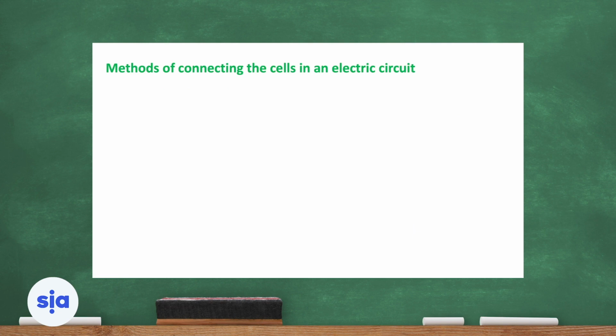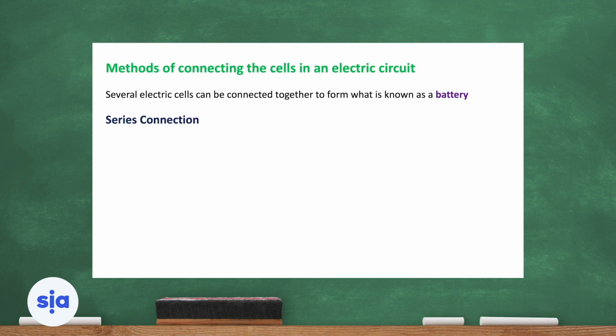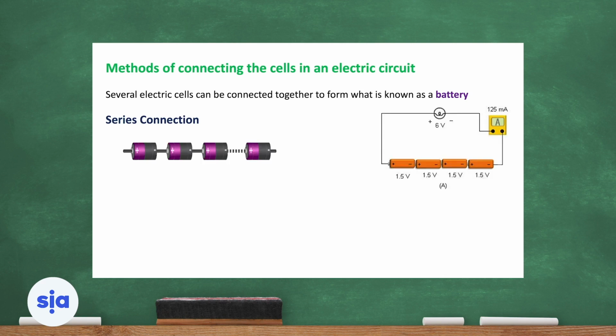Methods of connecting the cells in an electric circuit. Several electric cells can be connected together to form what is known as a battery. So we have multiple cells and we can connect them together to form a battery. We can connect them in a series connection, like here. These are cells. They are connected together to form what's called a battery.